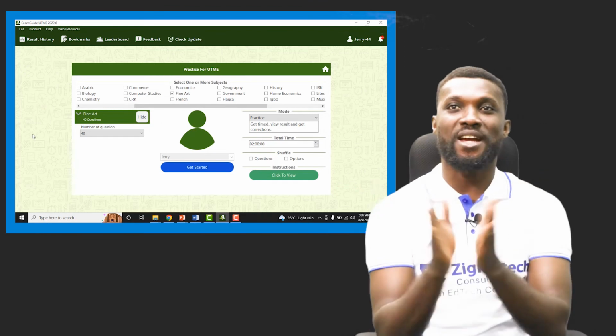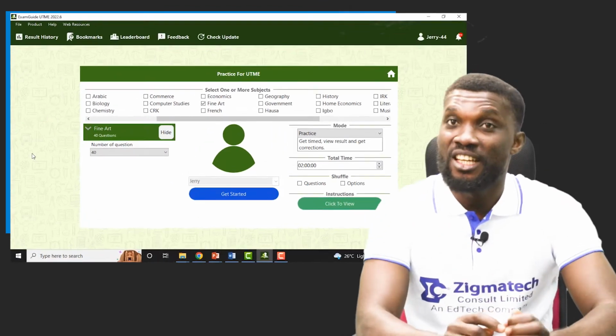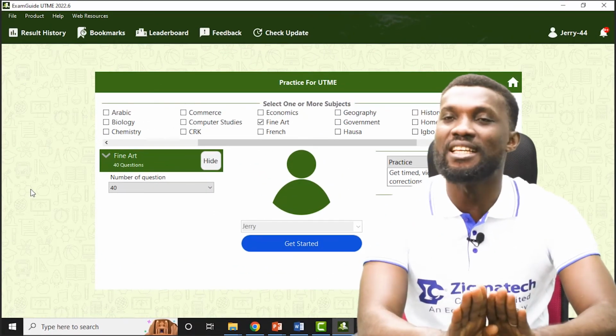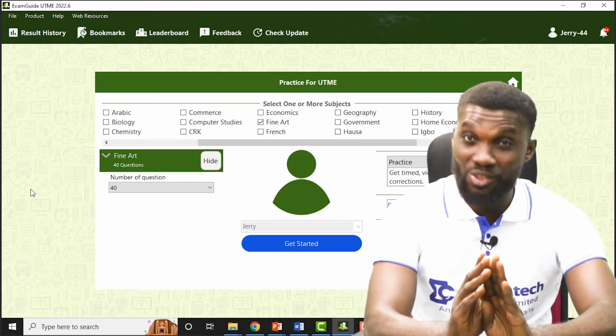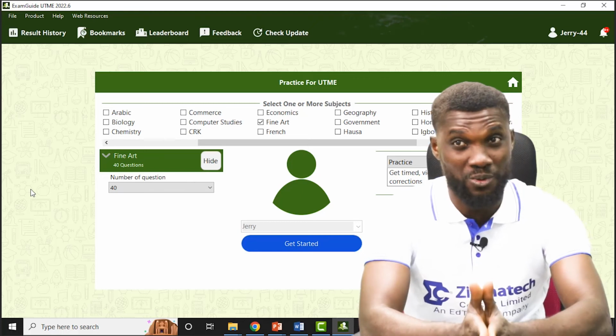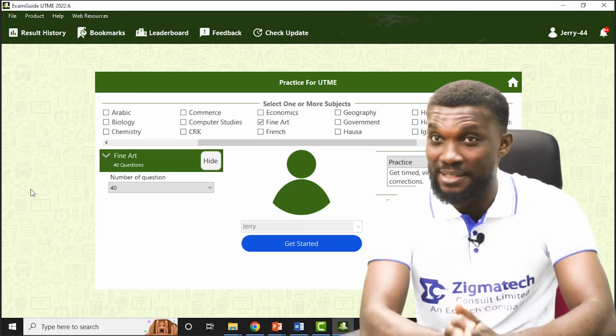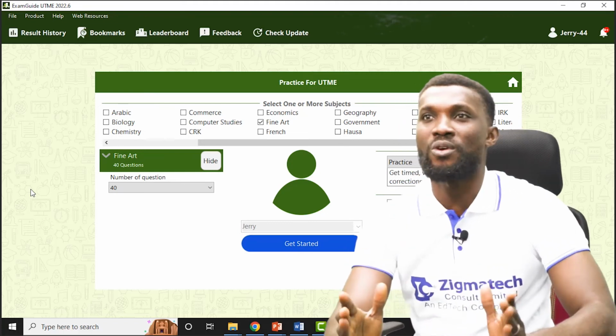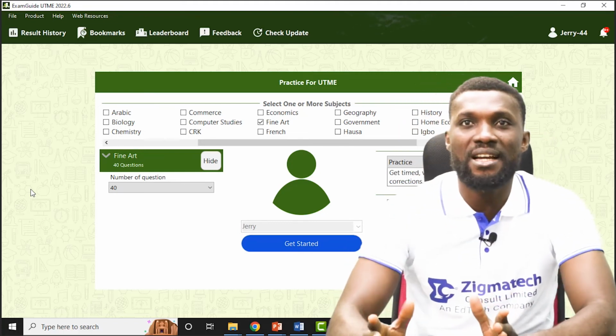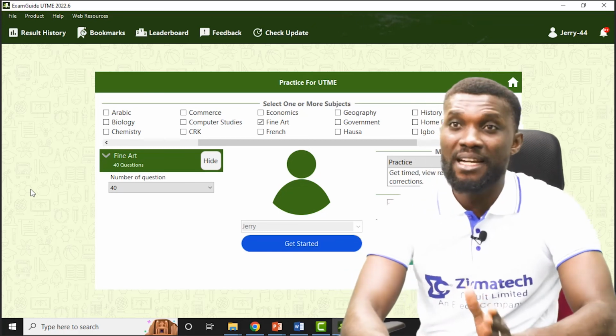Okay, so we are now at the exam guide. It is very simple, easy to flow, as in easy to operate. I just want to believe you have it because I told you before we start this lesson that you need this exam guide to go along with us. All right, if you look at your dashboard, what I have here is the exam guide for UTME.